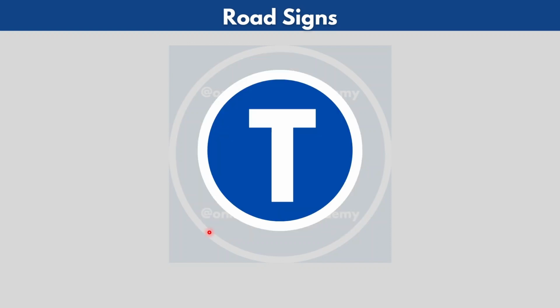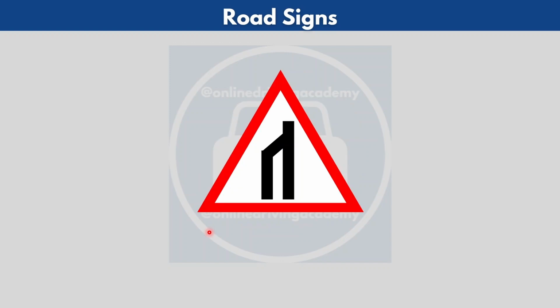Now we can see a blue background with a white border and a capital letter T in the center of this road sign. So what does this mean? This sign will basically indicate to you that you have to pay toll fees, right? Now we can see again a triangle sign with a red border and a white background. We can see 2 lanes, and the lane on the left will actually merge into the lane on the right. This sign will basically warn you that the dual roadway you are traveling on comes to an end ahead.